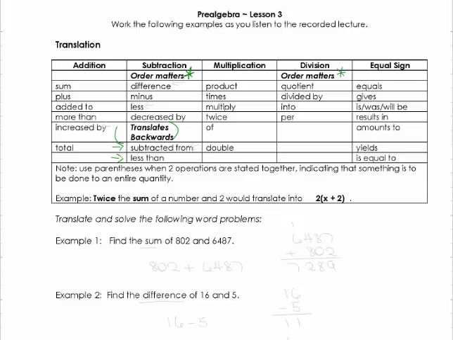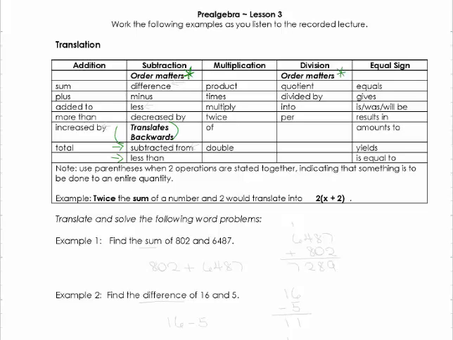Now, you should also note that sometimes two operations may come right next to each other in a statement. When they're stated together, you're going to have to use parentheses. Parentheses indicates that something is to be done to an entire quantity or to a group. For an example, look at this statement, twice the sum of a number and 2.